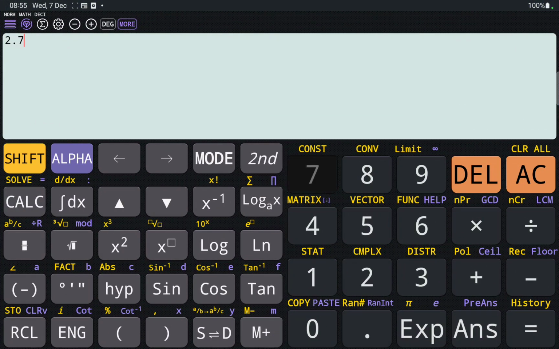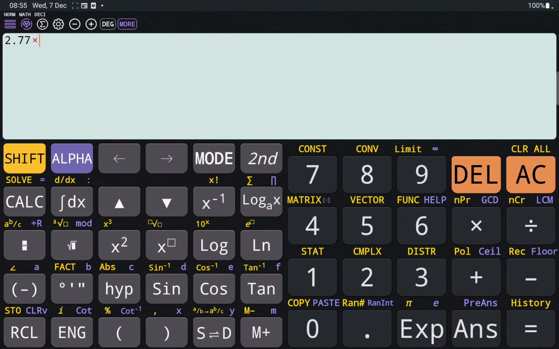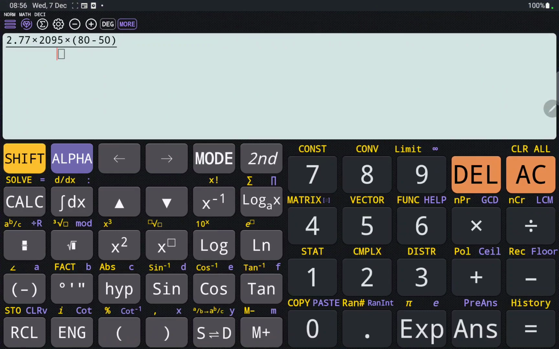So 2.77 into 2095 into 80 minus 50, divided by this entire product of 2.22 into 4180. Whatever this is, we will add 25 to it.